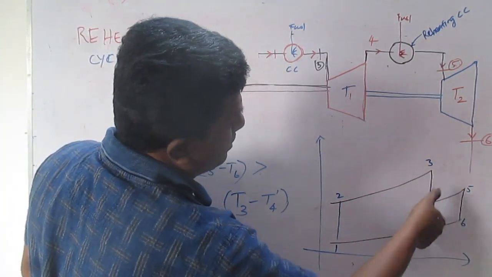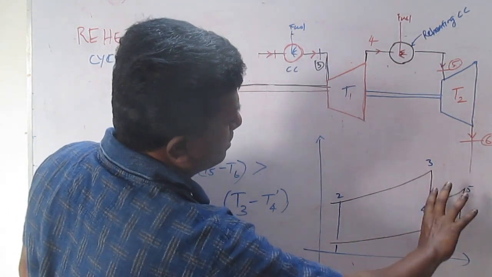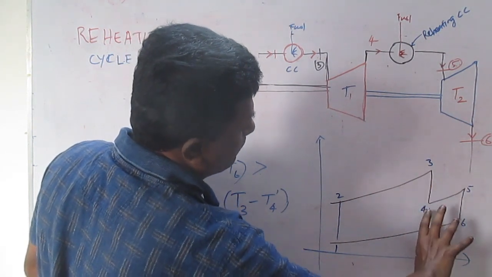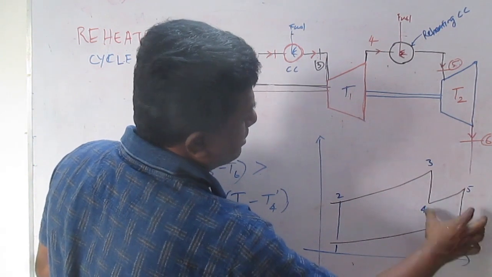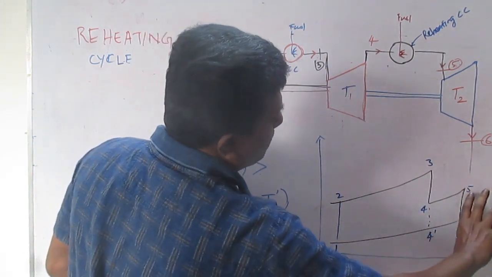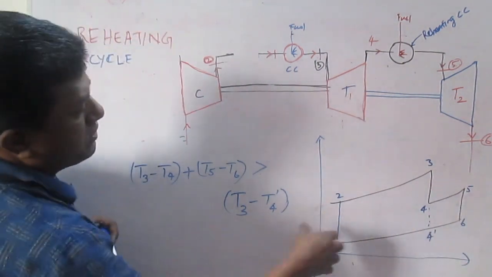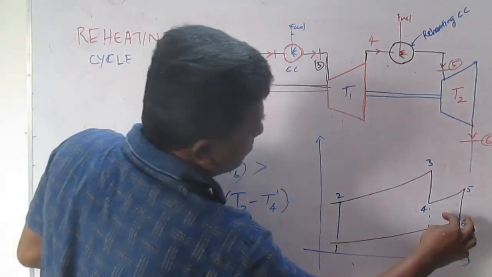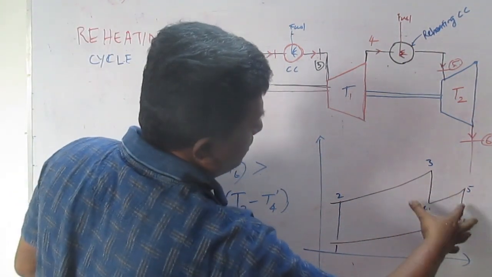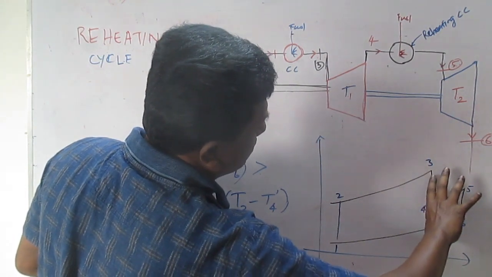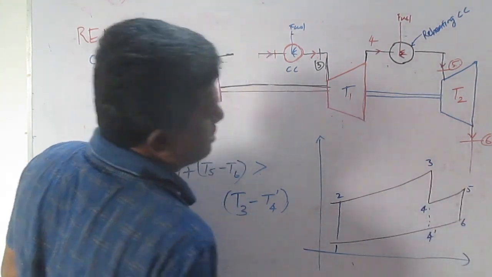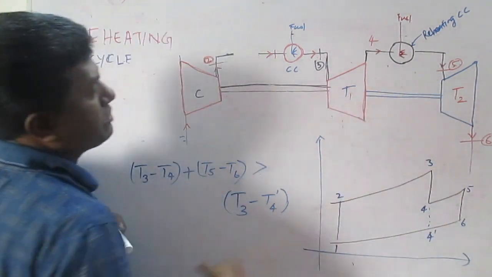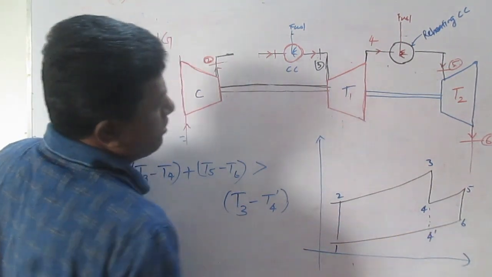The entropy also increases. The turbine work is increased in such a way that T3 and T4 operate at one entropy, and T5 and T6 operate at another entropy point. Because of that, our turbine work increases. That is one thing we have to note down. Whenever the entropy increases, there is a heat transfer and energy transfer taking place. That is what we have to understand.